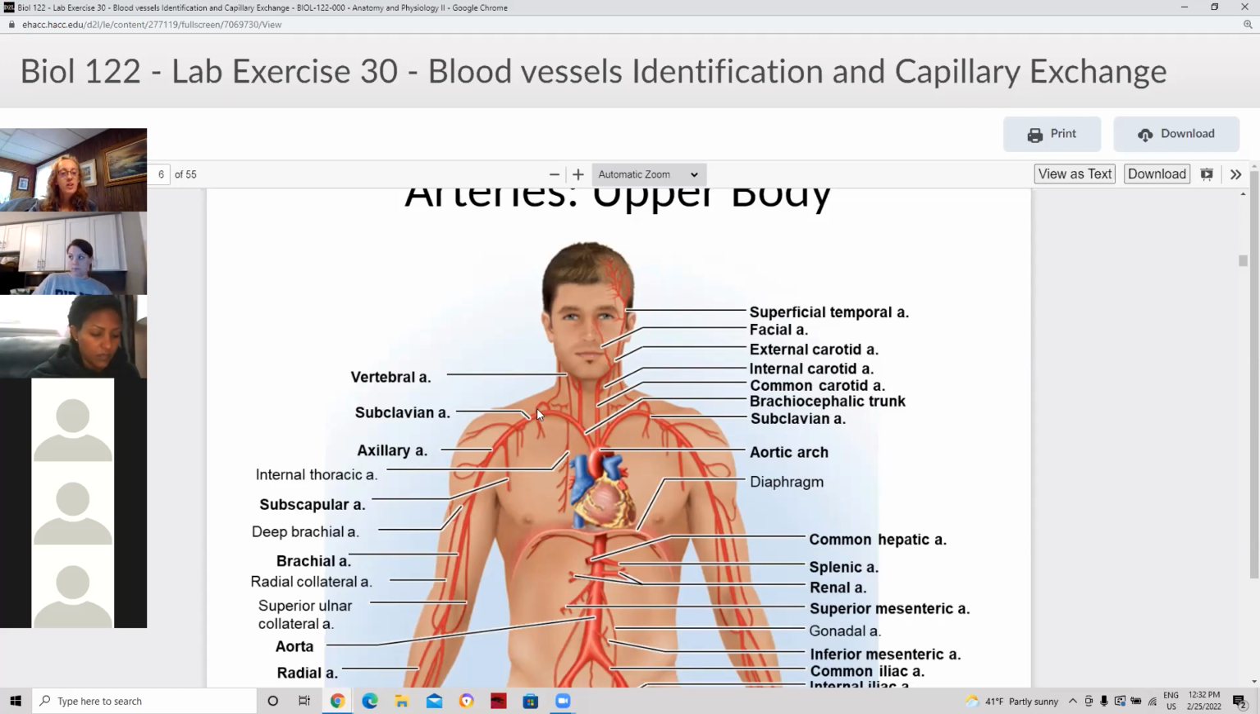As the subclavian artery starts moving down the arm, it becomes the axillary artery. Remember, axillary means armpit. So the same artery is named different things depending on where it's at. Axillary artery because it's moving by the axilla. Subscapular artery moving down behind or underneath the scapula.